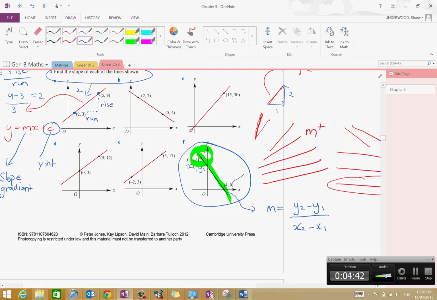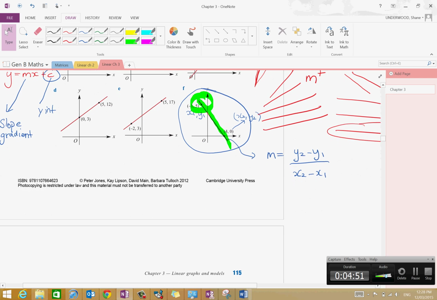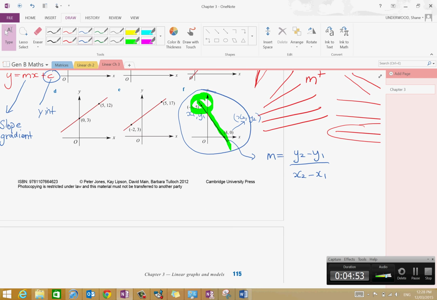Okay? And then this one is x2, y2. And of course, with coordinates, we always know that x comes before y in the alphabet, so x coordinate comes first. So let's go ahead and plug those in. y2 is equal to 0. y1 is equal to 5. Hence the negative. x2 is equal to 4. x1 is equal to minus 1.